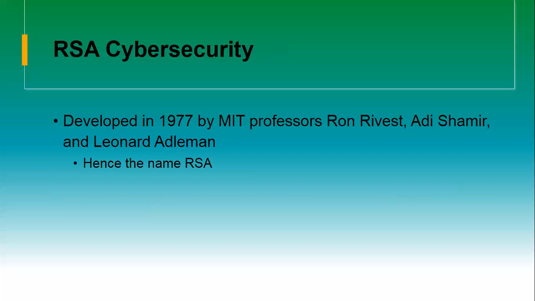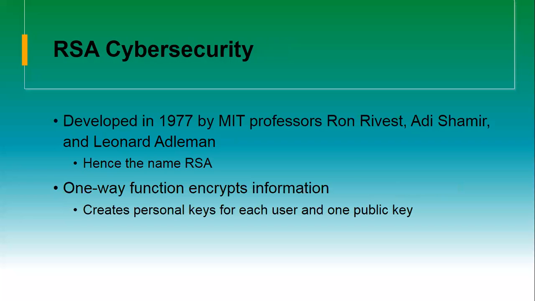So RSA cybersecurity was developed in 1977 by MIT professors Ron Rivest, Adi Shamir, and Leonard Adleman. And this is why it's called RSA, their last name initials. What it uses is a one-way function which encrypts information, and it creates personal keys for each user while maintaining one public key to make sure that transactions are easy.